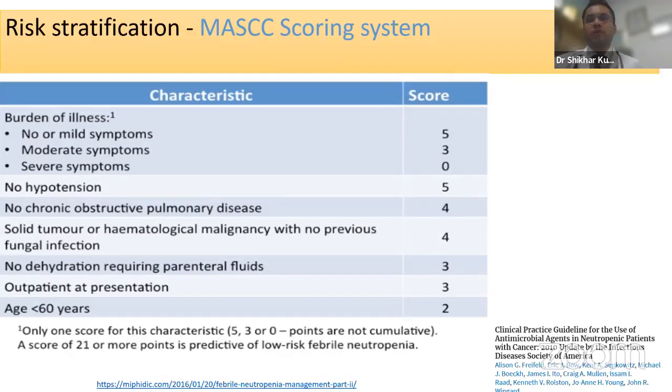Anyhow, based on the MASCC model and some other risk factors, we can classify patients into low risk and high risk. Low risk are patients who have not received a very intensive chemo. You expect them to have a brief neutropenia, what is called a paper neutropenia.